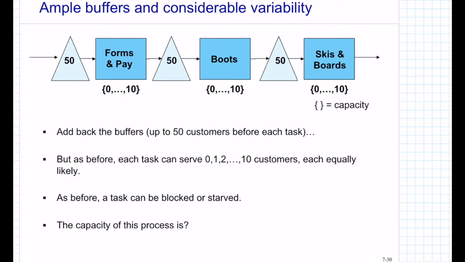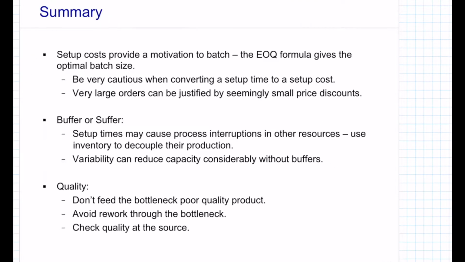So with such high variability, if the buffers before the second and third processes are increased to 50 again, that is going to help improve the capacity significantly. And in fact, for the entire process, the capacity can be very close to 5.